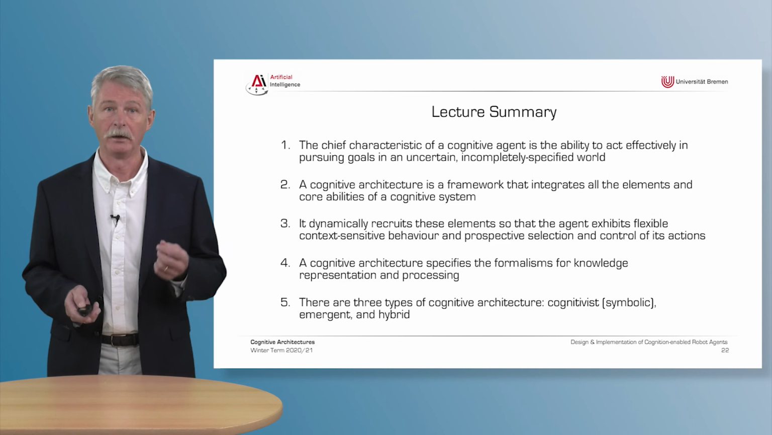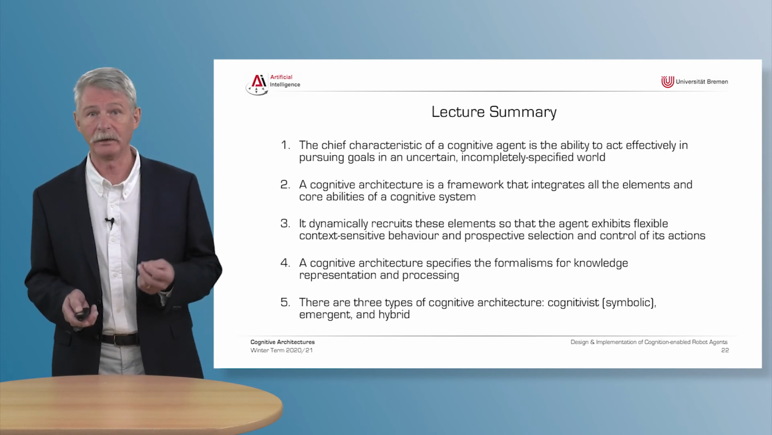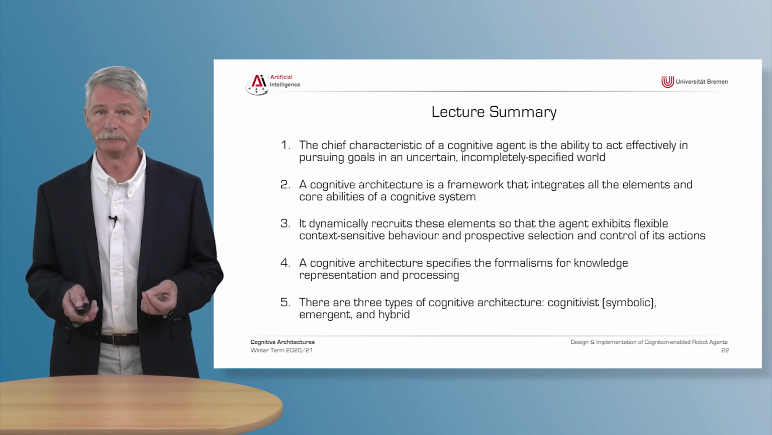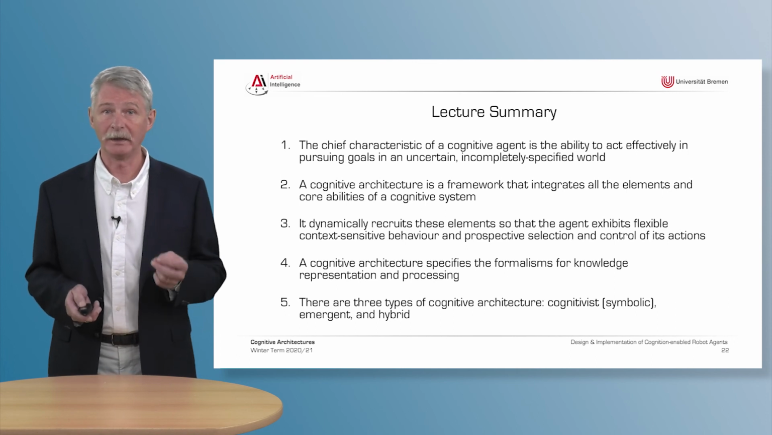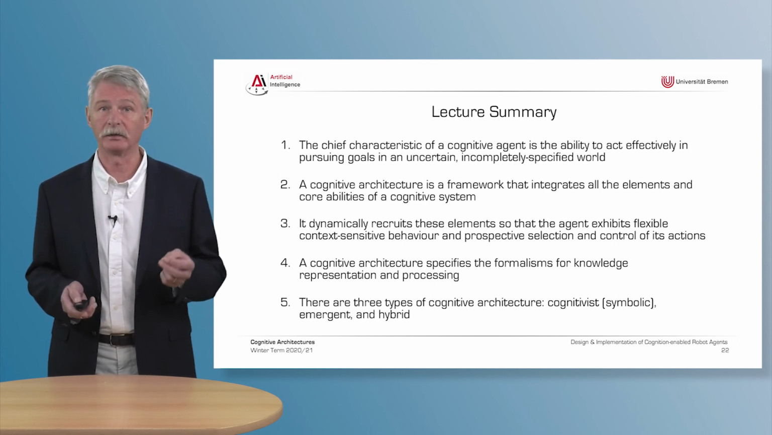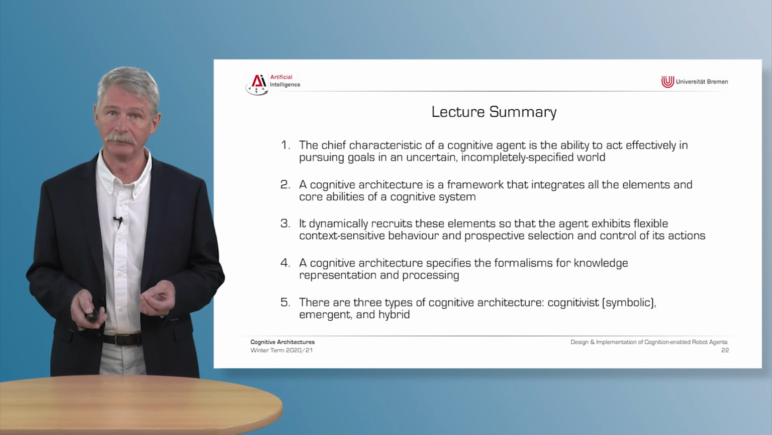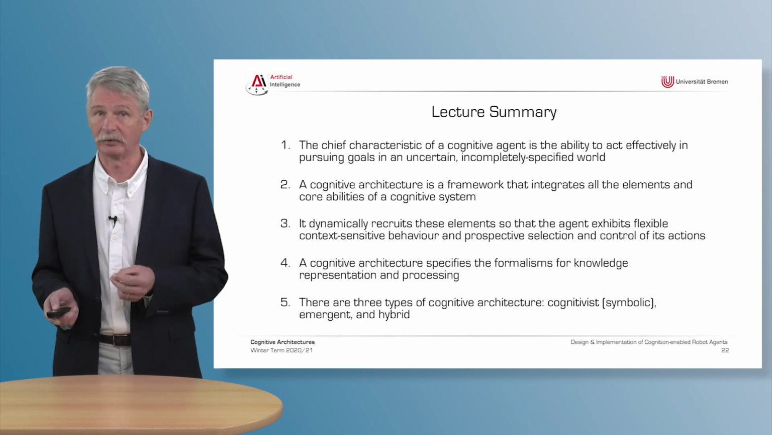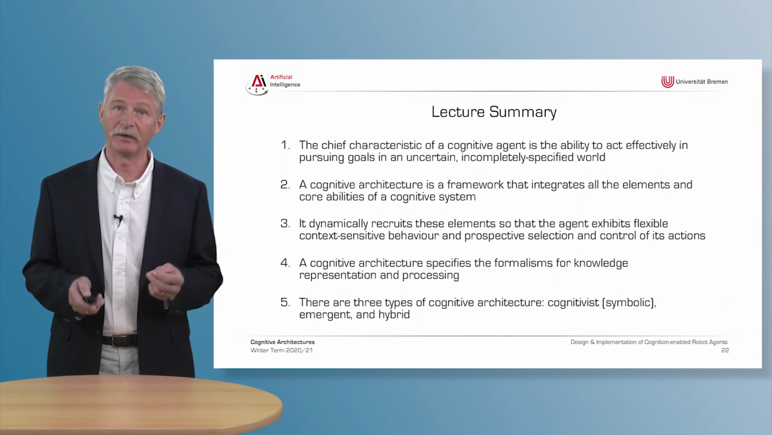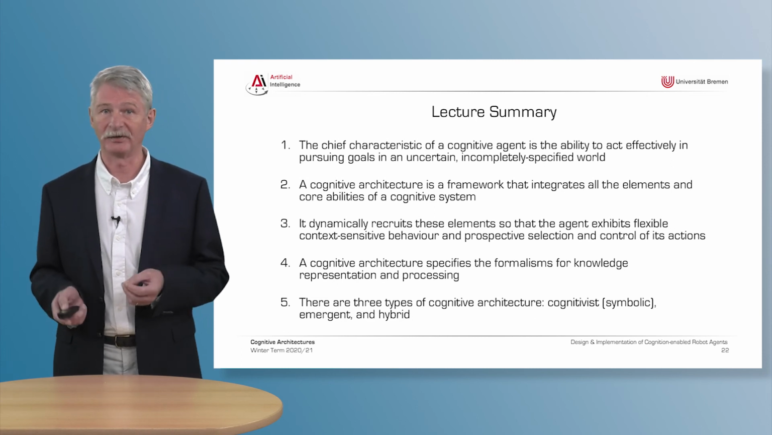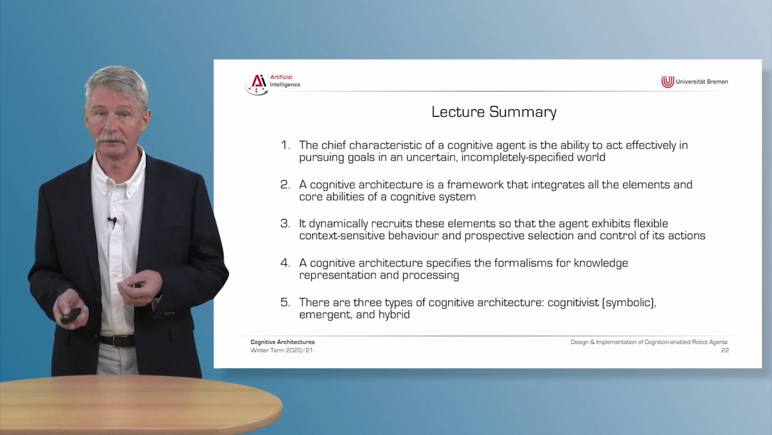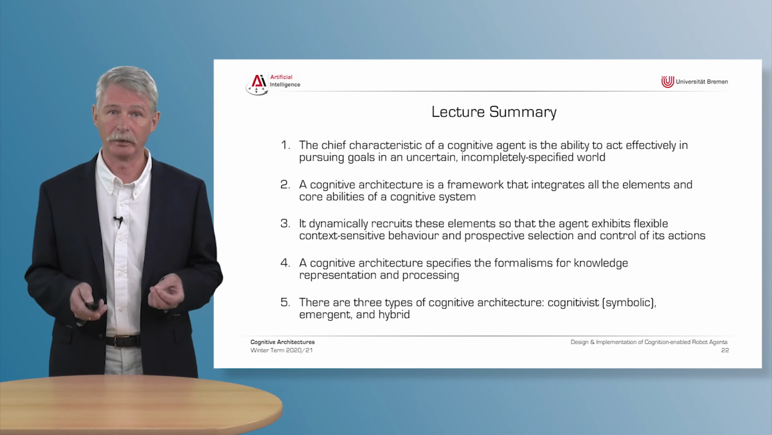To summarize, the chief characteristic of a cognitive agent is the ability to act effectively in pursuing goals in an uncertain, incompletely specified world. A cognitive architecture is a framework that integrates all of the elements and core abilities of a cognitive system. It dynamically recruits these elements so that the agent exhibits flexible, context-sensitive behavior and prospective selection and control of its actions. A cognitive architecture specifies the formalisms for knowledge representation and processing. And there are three types of cognitive architecture: cognitivist or symbolic, emergent, and hybrid.